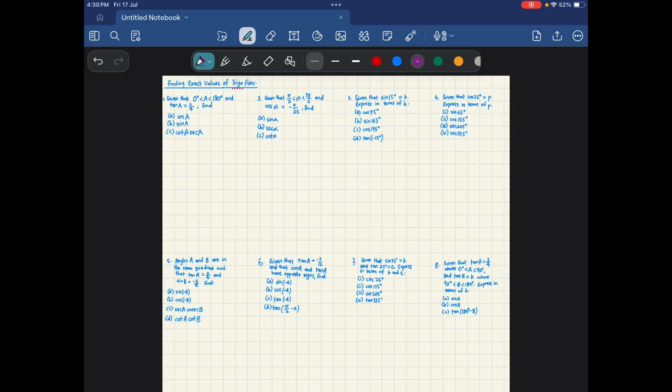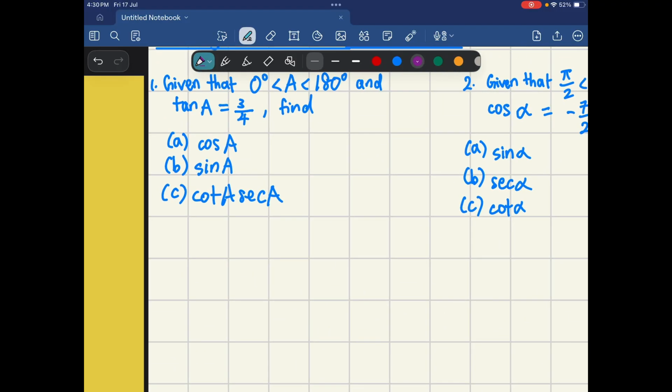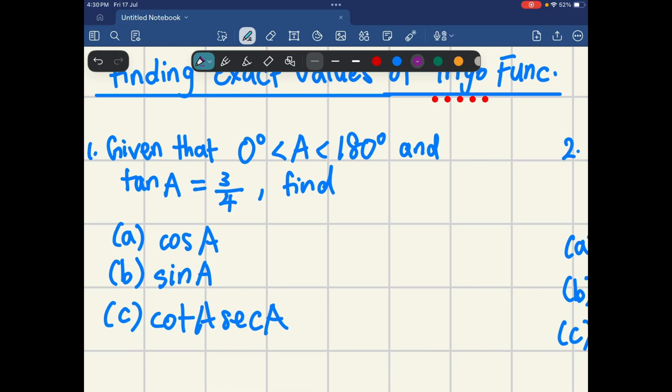Okay, so welcome guys. So today we're going to go through how to find exact values of trigo functions. I'll go through 8 questions and there are 3 different types. So let's get started. The first question says that given that A is between 0 and 180 degrees and tangent A is 3/4, we have to find these values.